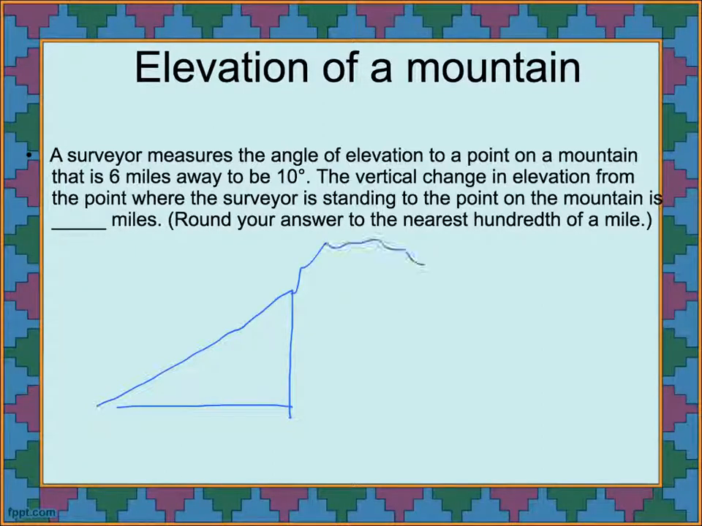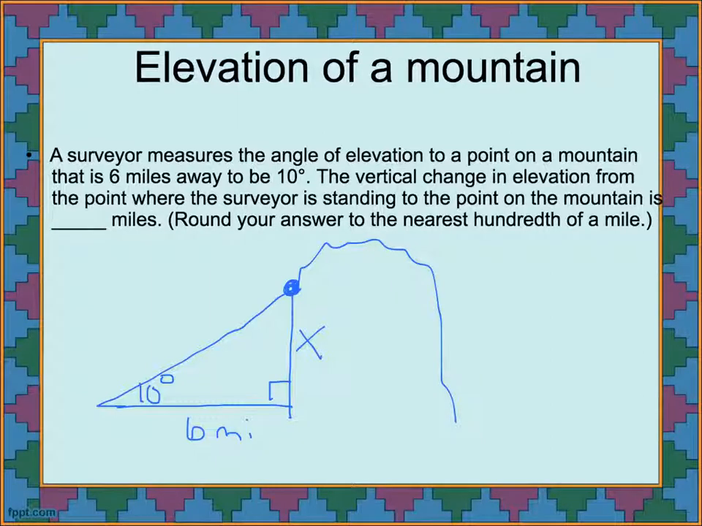So here's kind of my mountain, but it wanted us just to pick a specific point on the mountain. So this again is going to be a 90 degree angle. It says that the surveyor measures the angle of elevation as 10 degrees, and it's 6 miles away. So the one that I don't know is, what's the change in elevation? Change in elevation is the same as height.